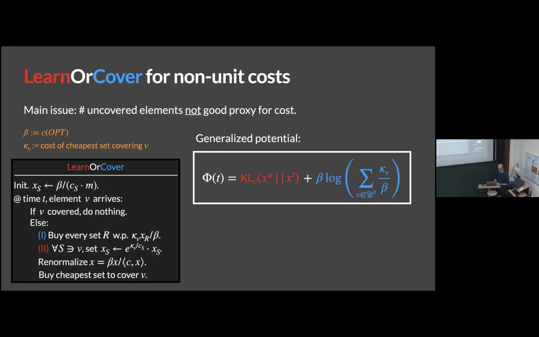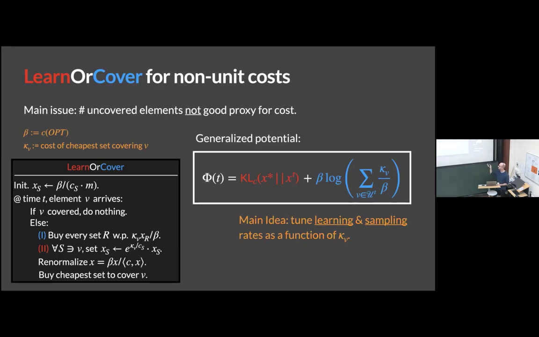There's a new potential to go along with this new algorithm. We're no longer using the vanilla KL divergence, but a weighted analog of the KL divergence, which is also somewhat standard. And then instead of log of the number of uncovered elements remaining, we're essentially using log of the sum over the uncovered elements of kappa v, so the sum over the elements of the cheapest way to cover that element. And then some betas, which is the cost of opt, to make the scaling work out.